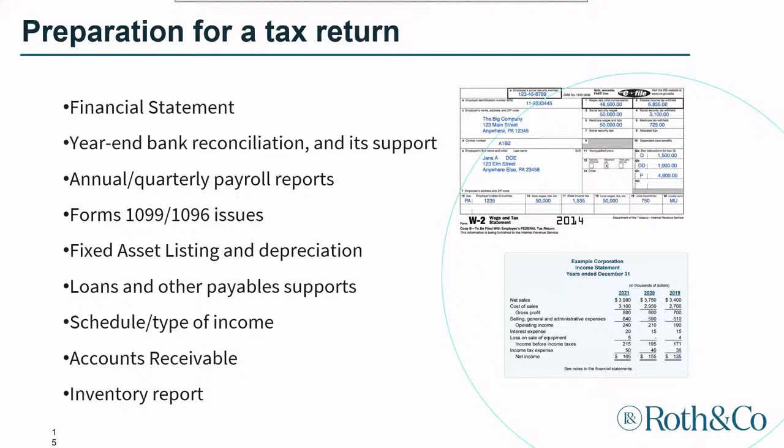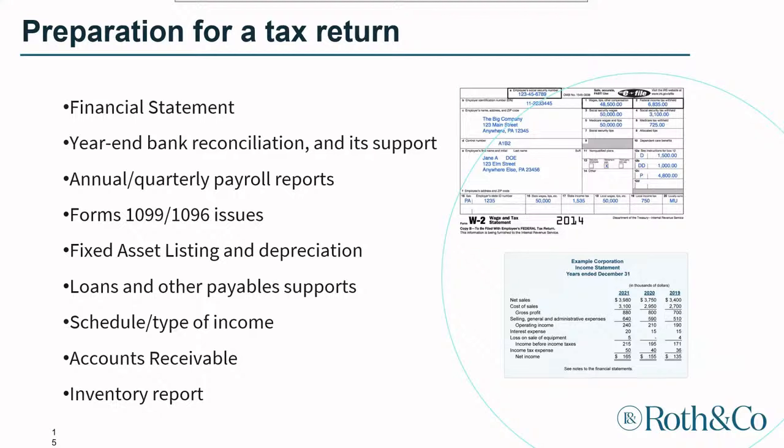We also need the fixed asset list and the depreciation, because we want to tie in those fixed assets and make sure that the fixed assets are entered in the tax return and that the corresponding depreciation is also reported in the tax return. So these are some of the information that we need. Sometimes they're not available, because if you don't have loans or other payables, you don't need that.